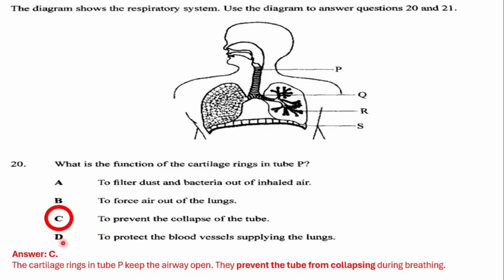The cartilage rings in tube P keep the airway open. They prevent the tube from collapsing during breathing. So that is the function of the cartilage rings in tube P. They prevent the collapse of the tube. So the correct answer is definitely going to be C.